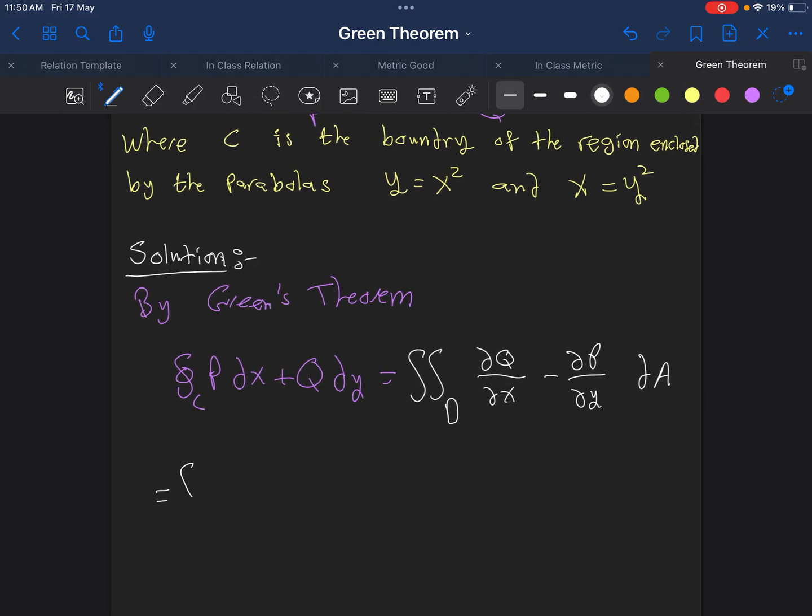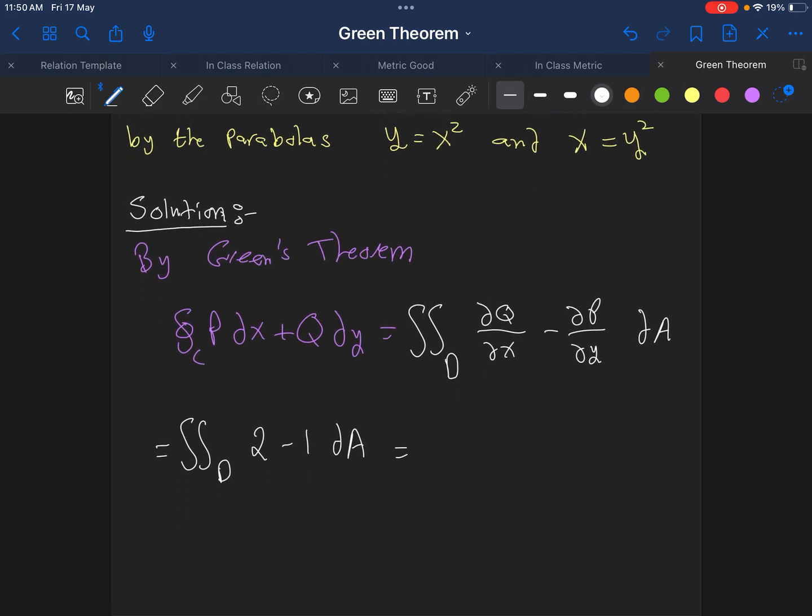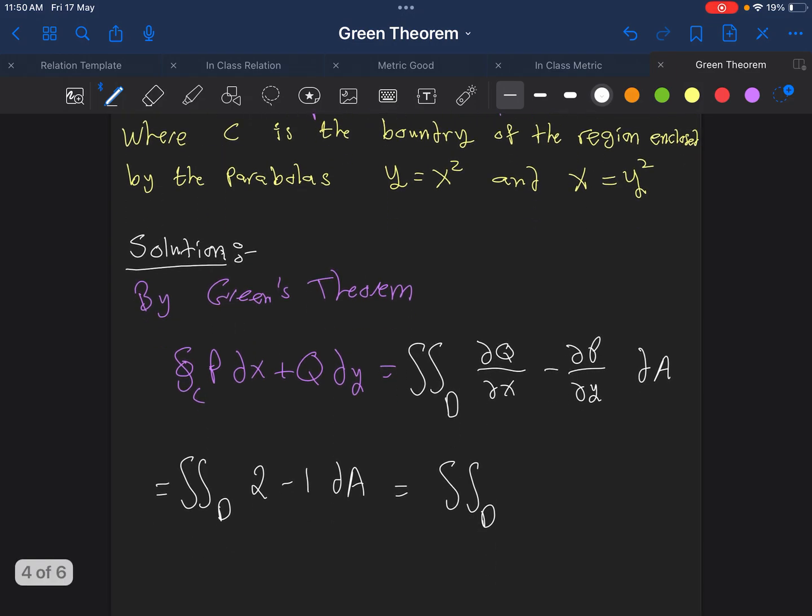So this would be equal to the double integral. Now we need to find partial Q by partial x. If we focus on this part, partial Q by partial x is just a 2. Now if we focus on this part and we find partial P by partial y, the answer is just 1, dA. So the final thing is we need to find the double integral over D of 1 dA.